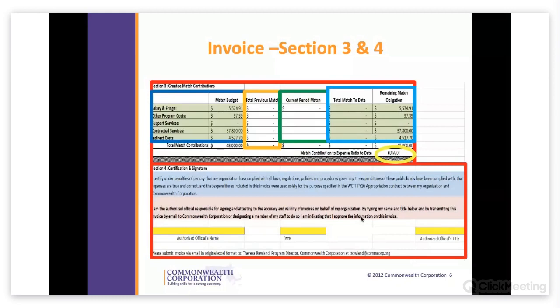However, Commonwealth Corporation will be reviewing the match ratio each invoice and does reserve the right not to pay an invoice for grant expenses if 30% match of current billed expenses to date has not been met at the time of invoice submission. Although we do understand that not all match will be reported at exactly a 30% ratio to expenses each invoice. This is just a call to action to ensure that you're reviewing this ratio with each invoice submission and reporting all match contributions in a timely manner.